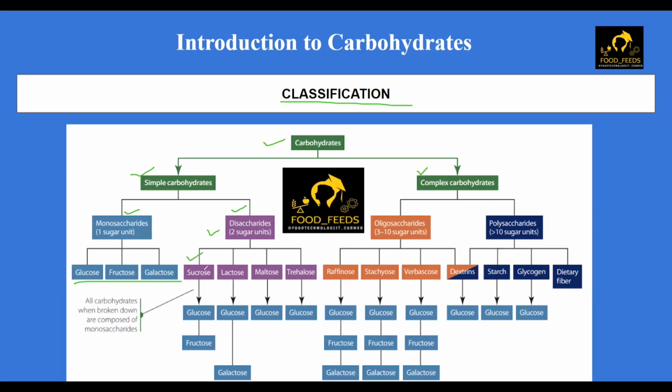Usually sucrose is made from a glucose unit and a single fructose unit. So glucose plus fructose gives you sucrose. So upon hydrolysis of sucrose, we get glucose and fructose. Similarly, lactose is made up of glucose and galactose. Maltose is made from two glucose units, whereas trehalose is also made from glucose.